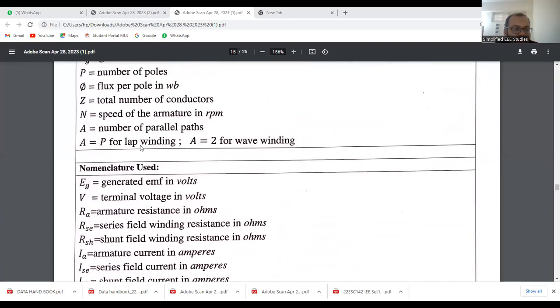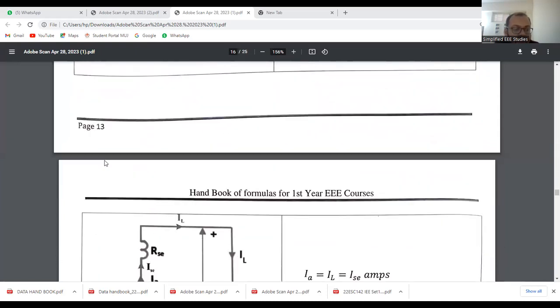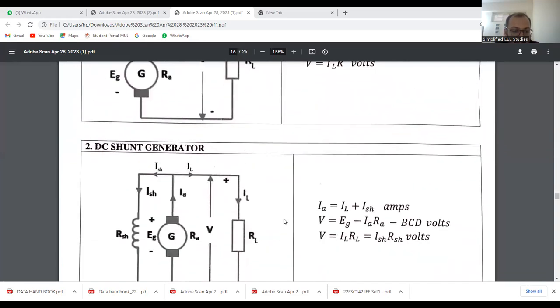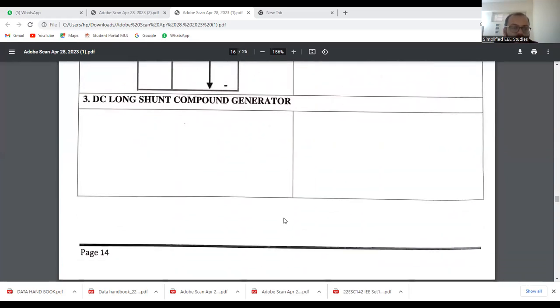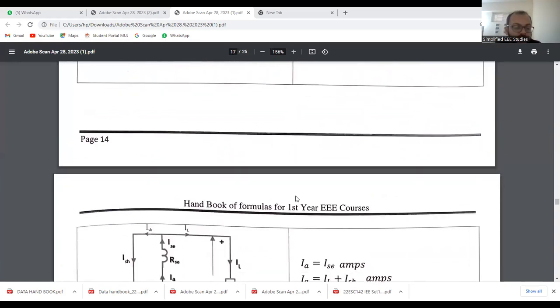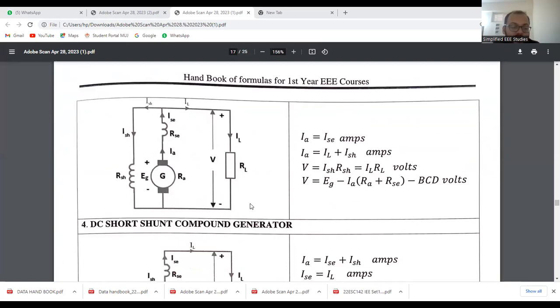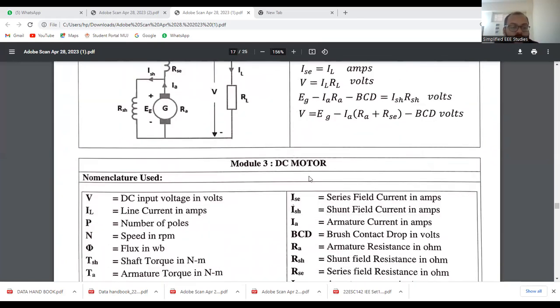So lap winding, A, the armature conductor per parallel path, is equal to number of poles. And wave winding, the armature conductor per parallel path is equal to 2. Those things they have given directly. So series generator, speciality of series generator, then shunt generator. Sometimes some questions may be asked, what are the types of DC generators? You can use the circuit diagram and the basic equation to elaborate. And even compound motor also they have given for you.